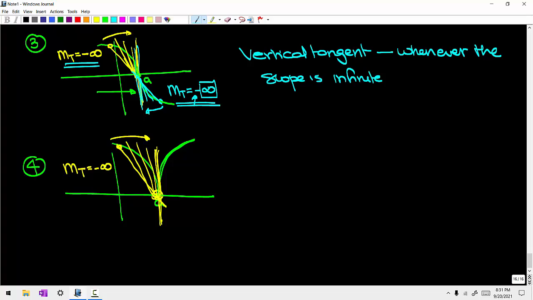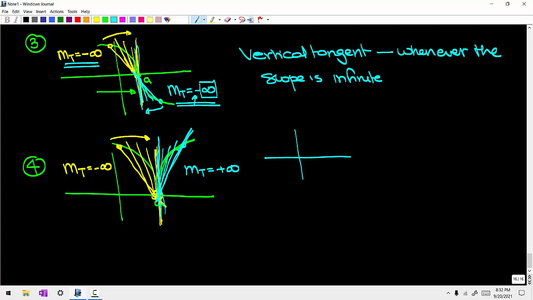If I do the same thing from the right, if I draw a secant line here, the slope is positive, and if I keep getting closer, move the point over, the slope's positive, but eventually it's going to get vertical again. So this time it's going to be positive infinite. As soon as a tangent line gets vertical, the slope's positive infinite.